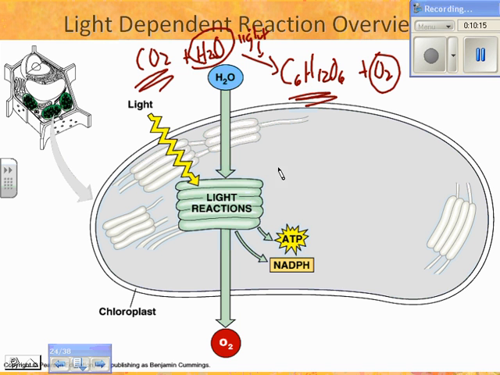The way they got ATP was from ADP plus P. You use light energy to take these things and make ATP, and to take this one, NADP plus, with some hydrogen and electrons, and you make NADPH.